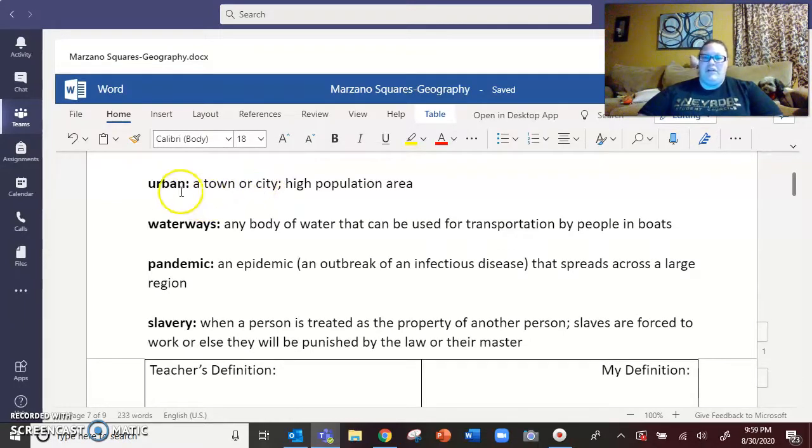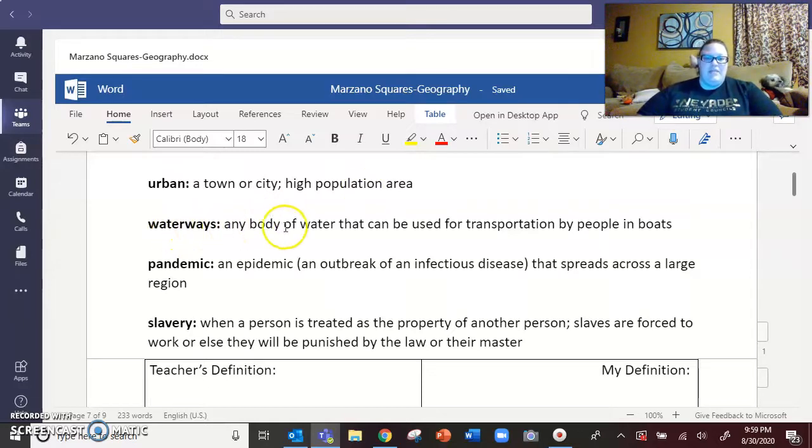The opposite of rural is urban. Urban is a town or city with a high population area. So Reno, Sparks, New York City, Las Vegas, Los Angeles, San Francisco. It doesn't have to be some huge metropolitan city. Reno is 500,000 people. It's still considered urban.